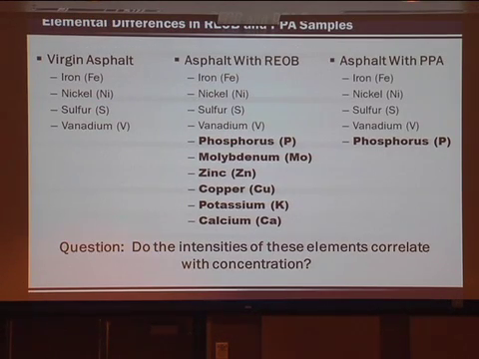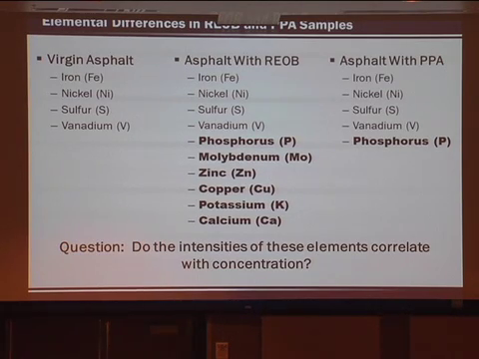When we tested a virgin asphalt sample, which we know doesn't have any Rehab, we stuck it in the XRF to see what we measure. What we found is that in all asphalts, you're going to see iron, nickel, sulfur, and vanadium. When you start to add Rehab to the asphalt, you can see in the highlighted black elements that you start to see phosphorus, molybdenum, zinc, copper, potassium, and calcium. And whenever you look at asphalt with PPA, you obviously see phosphorus.